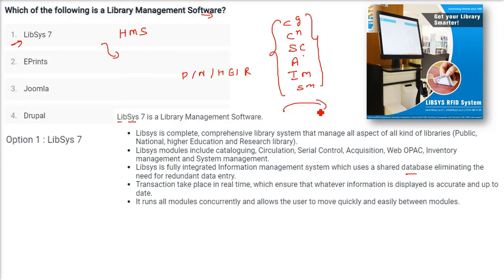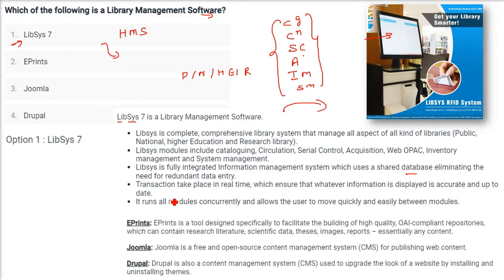Database management systems. Transactions also take place in real time. There are multiple modules, or you can say functions, that run concurrently, and that allows the user to move quickly and easily between different modules, different functions, different options.